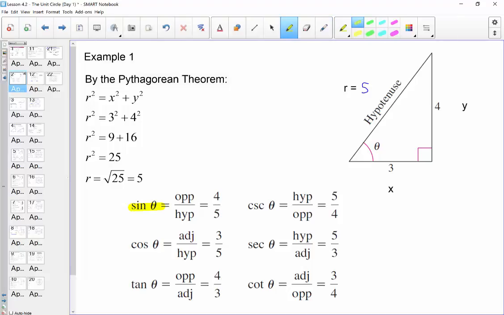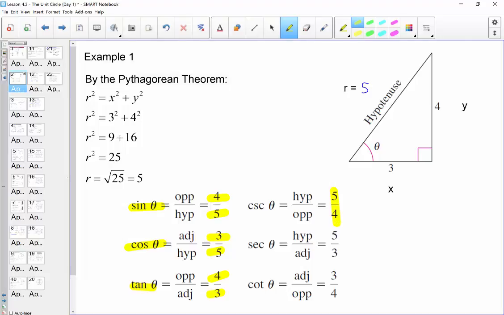If we find the sine, we just take the opposite side, 4, over the hypotenuse, 5, relative to angle theta. The cosine is the adjacent side, 3, divided by the hypotenuse, 5. And the tangent is the opposite side, 4, divided by the adjacent side, 3. Now we can find the inverse functions, cosecant, secant, and cotangent, simply by taking the inverse of each function. So the cosecant is the inverse of sine, so we just flip the fraction. Instead of 4 over 5, we have 5 over 4.